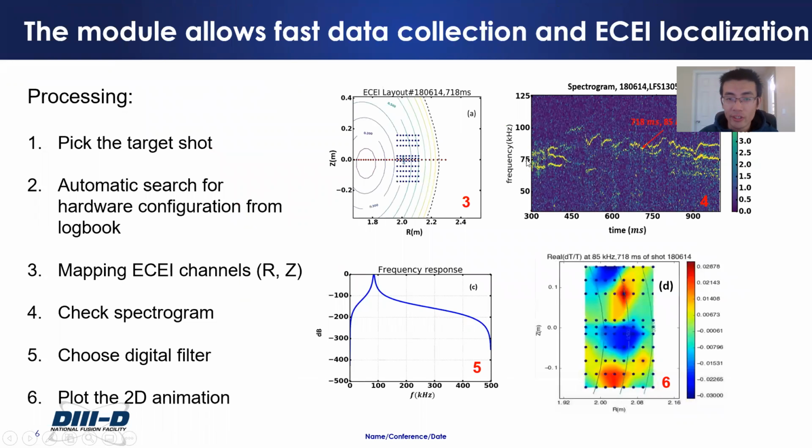So this is the basic feature for data processing. You start with picking a target shot, and the module will go through the logbook and find if the data is available and what the hardware setting is. And then you can use the hardware setting to map the ECEI using OMFIT, check the spectrogram, design a digital filter, and plot the image.